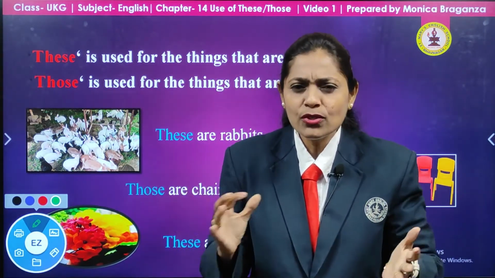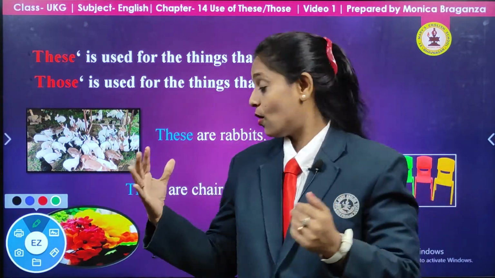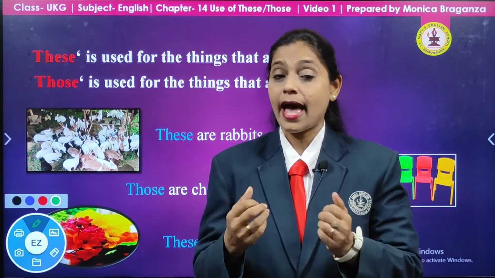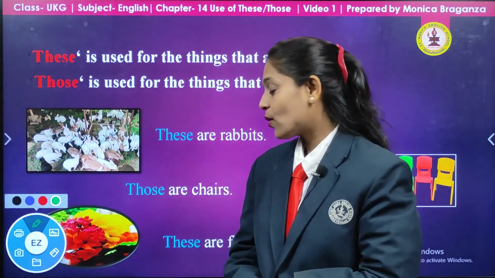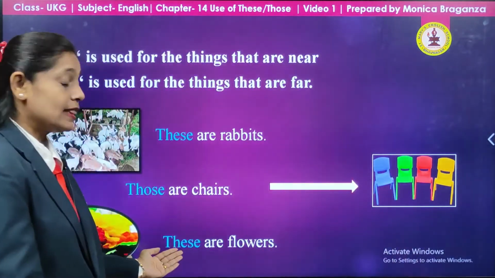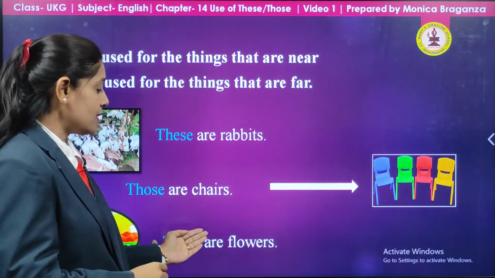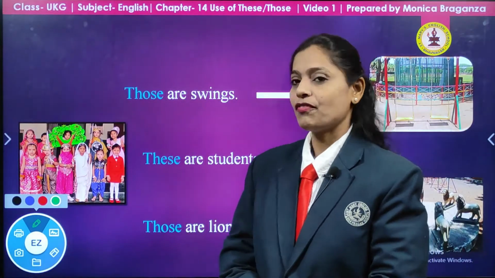Same way, all of you look down. Yes, can you see beautiful flowers? Yes, and not one flower, we are having many of different colors. So, when the things are many and which is near to us, what we say? Correct. We are going to say, yes, these are flowers. All of you repeat, children. These are flowers.